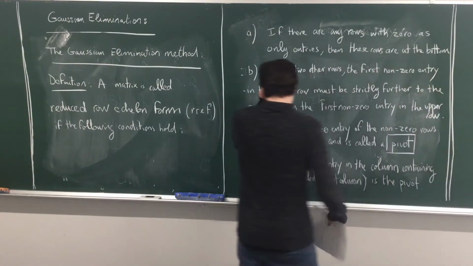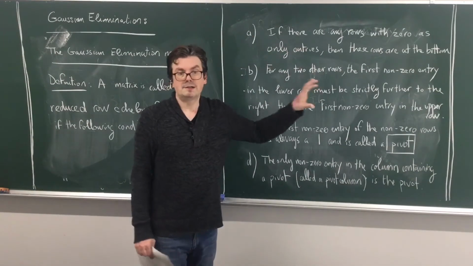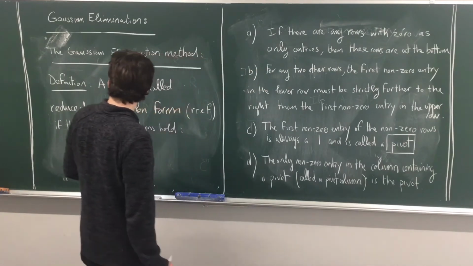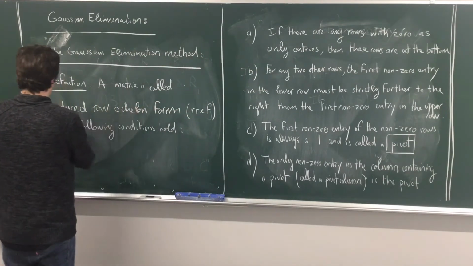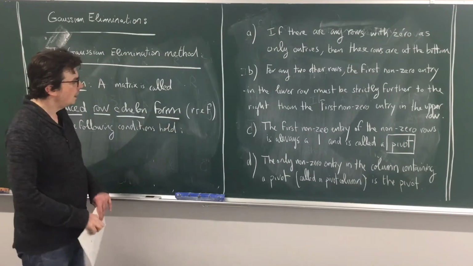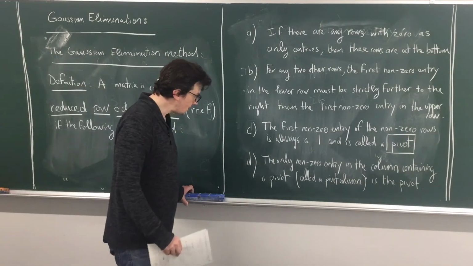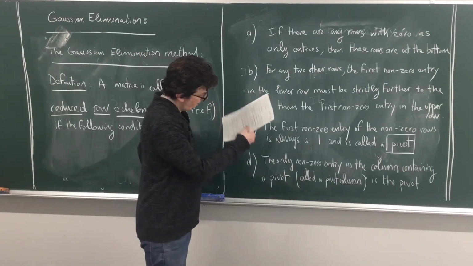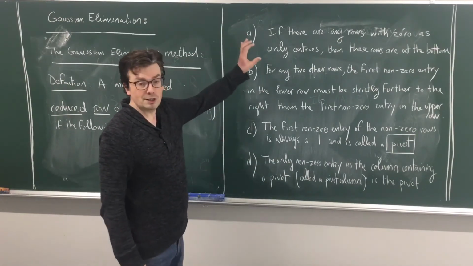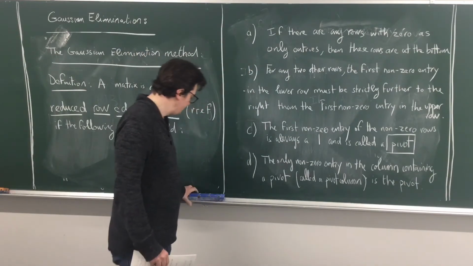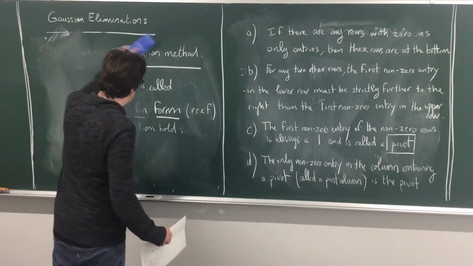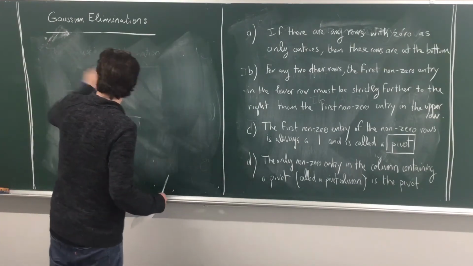Okay. When a matrix, an augmented matrix in fact, satisfies these four conditions, we say that it is in reduced row echelon form, or RREF. Now let's give an example and look at the meaning of conditions A, B, C, and D. I will keep the conditions here, and let's take the following example.